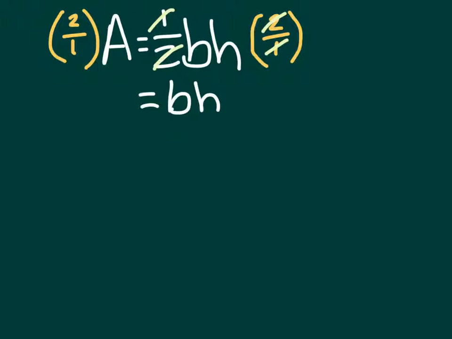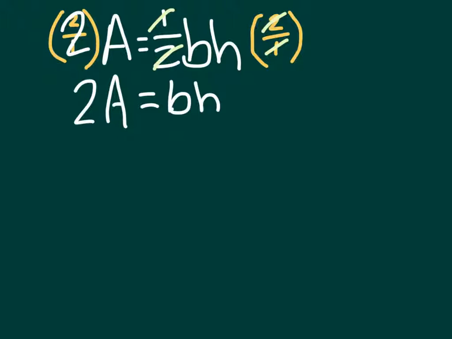Now, what do we have on the other side? Well, 2 times 1, or 2 over 1 times a. We really don't need that 1 there. It's really just representing the number 2, right? So what we're really saying is 2a equals b times h.